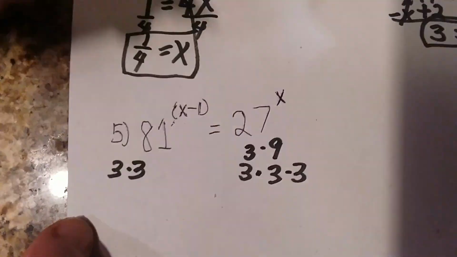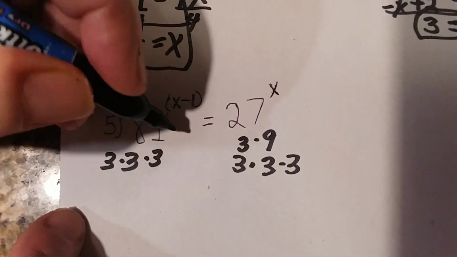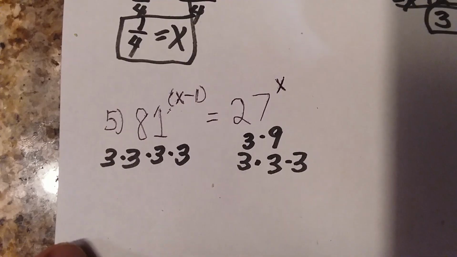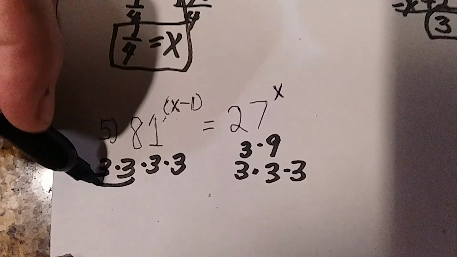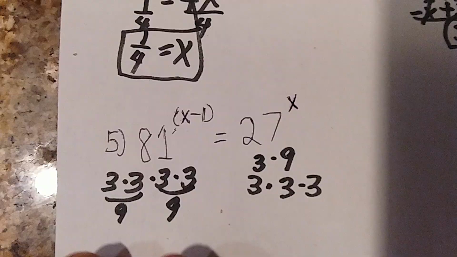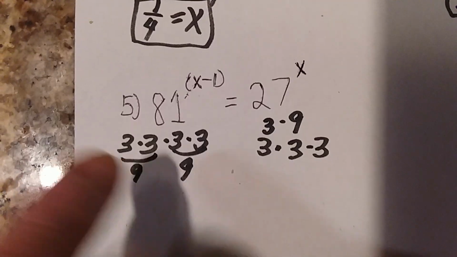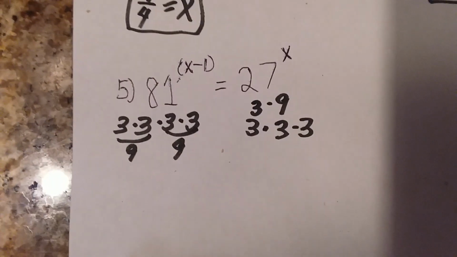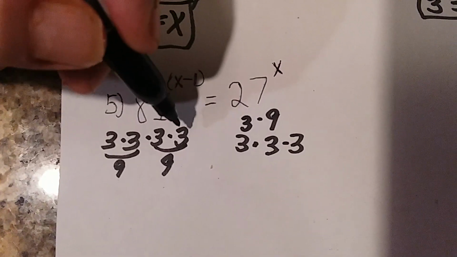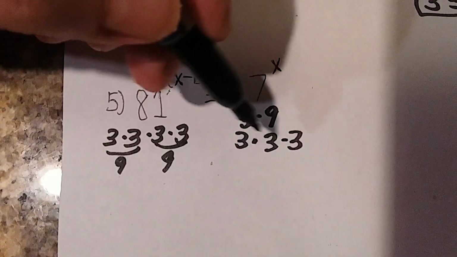3 times 3 is 9. 9 times 3 is 27. And 27 times 3 is 81. By the way, a quick way to do this is think of the 2 3's as 9. Think of this as 9. And you probably already realize that 9 times 9 is 81. So that's another way of thinking of it. At any rate, you get 1, 2, 3, 4 3's, and here you have 3 3's.